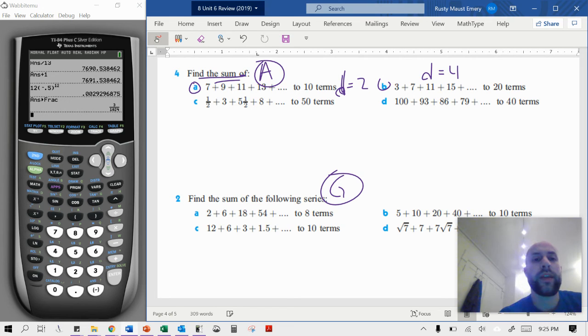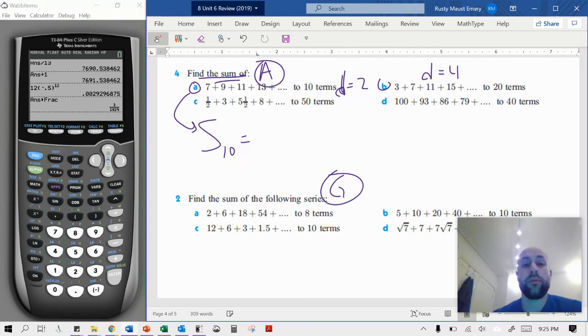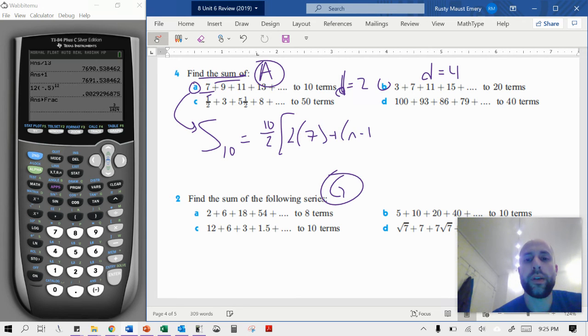But when it's asking us to find the sum, so let's take a look at part A real quick. So sum of the first 10 terms, this is where we have to make sure we know what information we have to use which formula. So in this case, I know the initial term and I know the common difference. So the formula of taking the number of terms, so 10 divided by 2, and then take 2 times the initial term plus n minus 1 times the common difference. That is the summation formula for an arithmetic sequence.